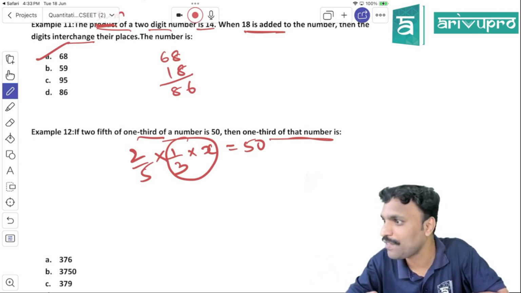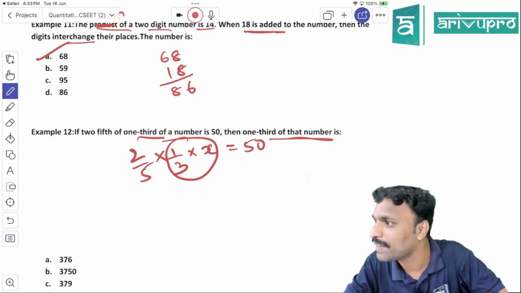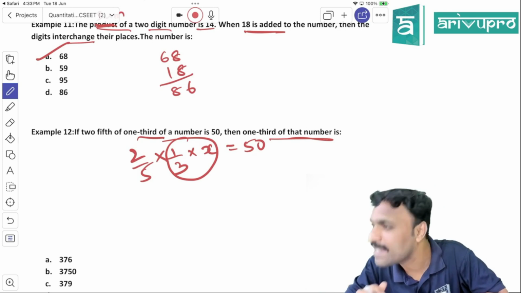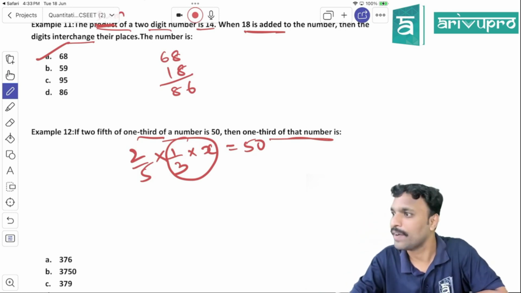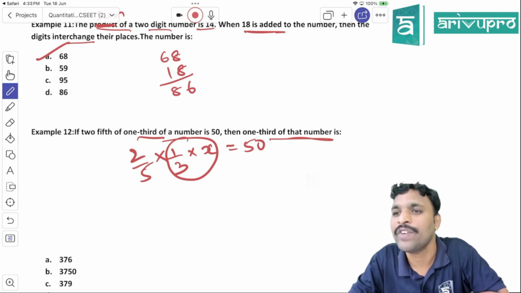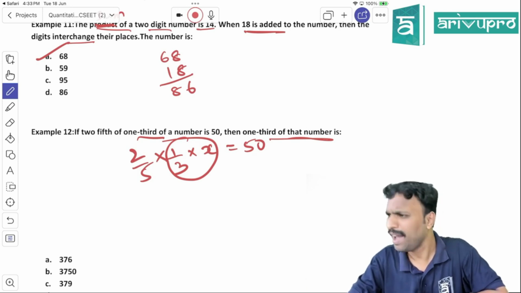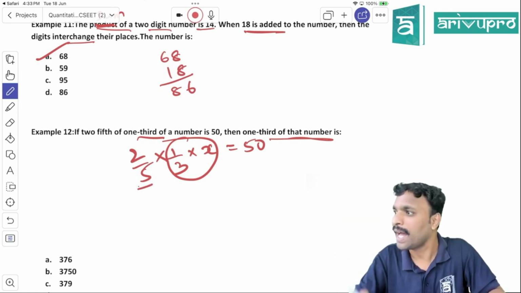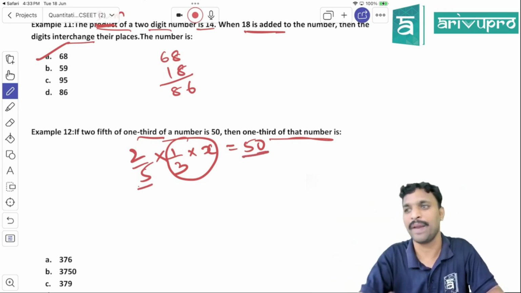2 ones are 2, 25s are 50. 25 into 5 is 125. 25 tens are how much? 250. 25 into 5 is half of 250, which is 125. Are you getting it? 2 by 5 becomes 5 by 2, and the 5 by 2 multiplies 50.